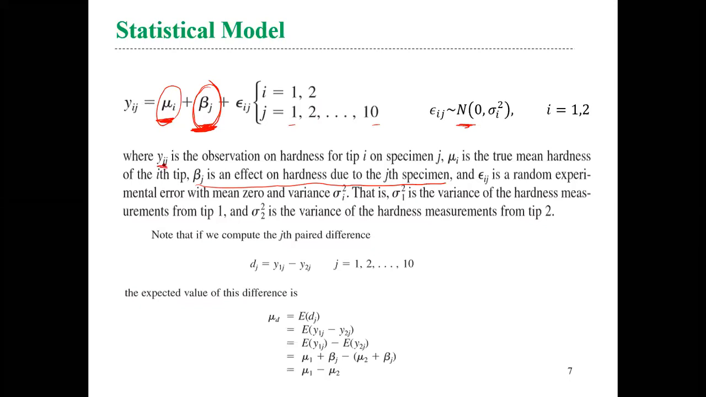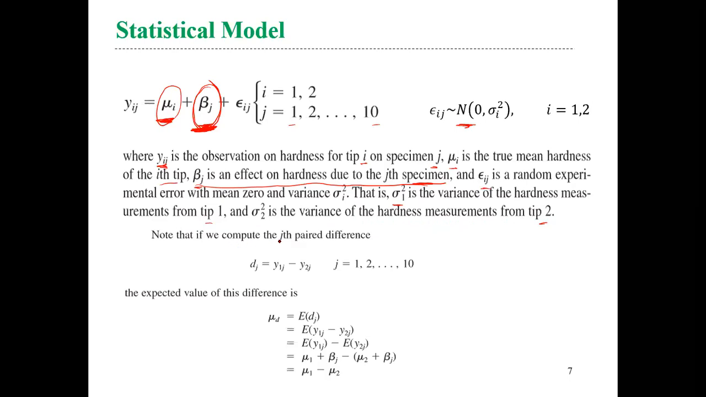So Y_ij is the observation on hardness for tip i on specimen j. Mu_i is the true mean hardness of the i-th tip. We have 2 tips. Beta_j is an effect on hardness due to the j-th specimen. Epsilon_ij is the random effect, which has mean zero and variance sigma_i squared. That is, sigma_1 squared is the variance of hardness measurement for tip 1, sigma_2 squared is the variance of hardness measurement of tip 2.